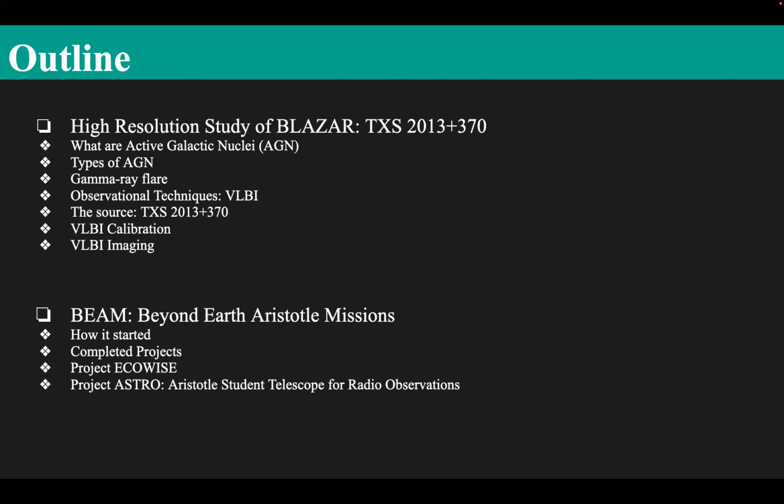I'm going to talk about what an AGN is, so we can understand what the Blazar is, about the gamma ray flare that we observe in these objects, the observational techniques that we use to observe them, the VLBA. I'm going to talk a little bit about the source, some properties of the source, and how we do the data analysis, the calibration, and the imaging. And then I'm going to talk about BIM. I will present to you some of the projects that we did throughout the years.